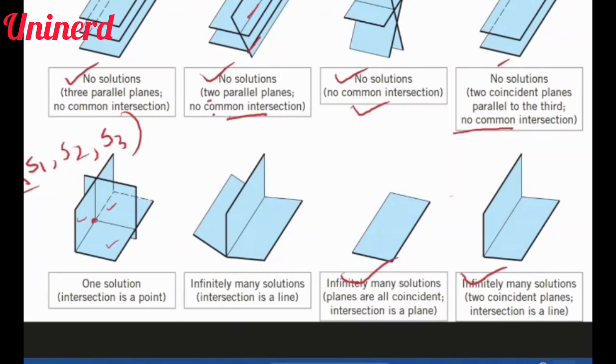Also, we can have infinitely many solutions like this, if three planes have a common intersection line.